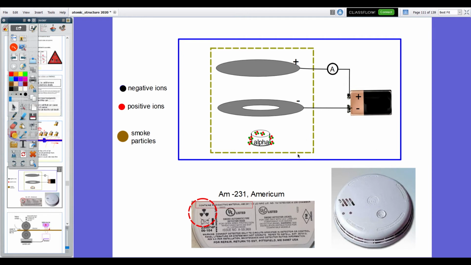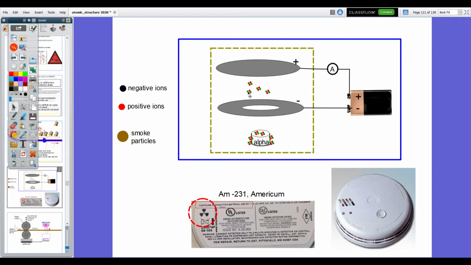And this is where the alpha comes in, because one of the key things about alpha is it's highly ionizing. So we fire alpha particles into this gap here, which is what we've got an alpha source for. This alpha source is constantly emitting alpha particles.